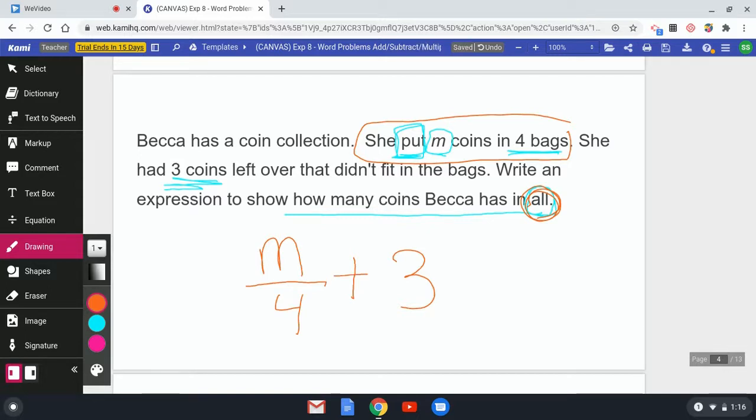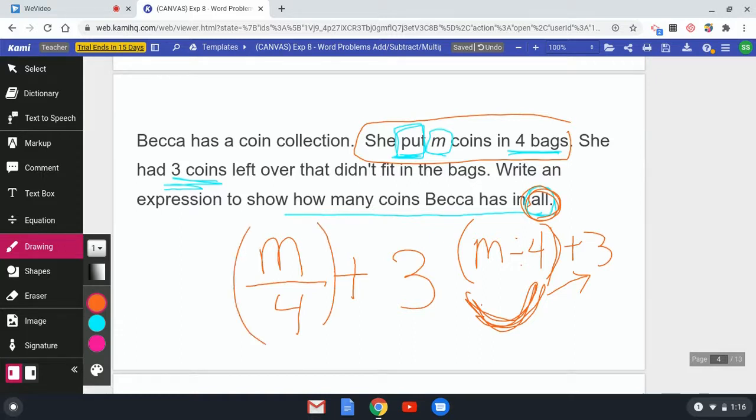Now, if you like to go through these lessons on your own, like pause them and then come and check, you may have written M divided by 4 plus 3. Try and use those parentheses, the grouping symbols, to separate that problem out a little bit more. Because we know she had to split them up into the bags first before she knew she had that extra 3. When I write it like a fraction, it kind of splits itself off, but you could also put parentheses around that. Okay.